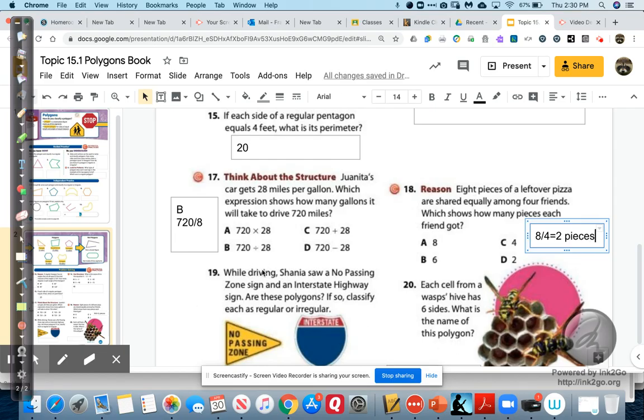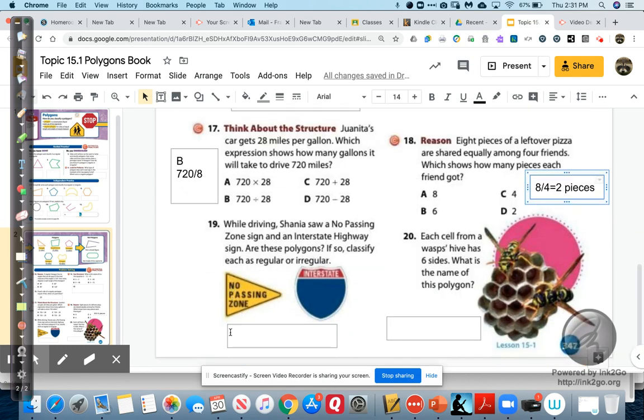While driving, Shania saw a no passing zone sign and an interstate highway sign. Are these polygons? If so, classify each as regular or irregular. Well, let's look at each of these and see what we think. The no passing zone, is that a polygon? The no passing zone, and I'm just going to put NPZ, and that is a polygon. Yes. And is it regular? It is irregular because not all sides are equal.